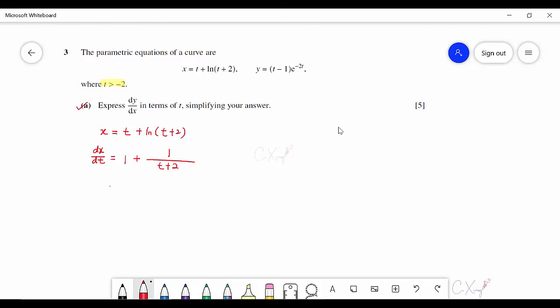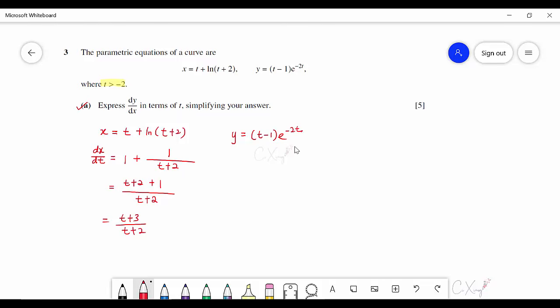Because I know that later I have to apply the chain rule to get dy/dx, I think it will be better to change my answer into a single fraction. So I have t plus 2 plus 1, and therefore you have (t plus 3) over (t plus 2). Then now we do the differentiation for the other parametric equation, y in terms of t.